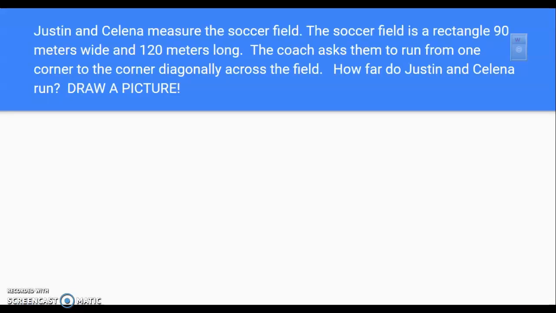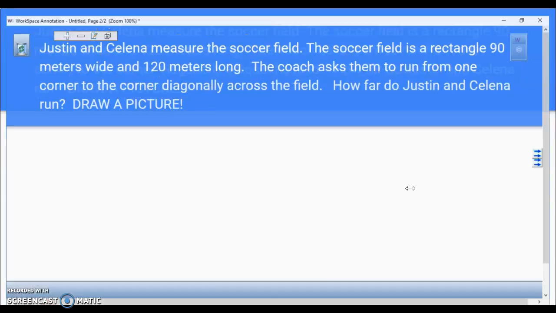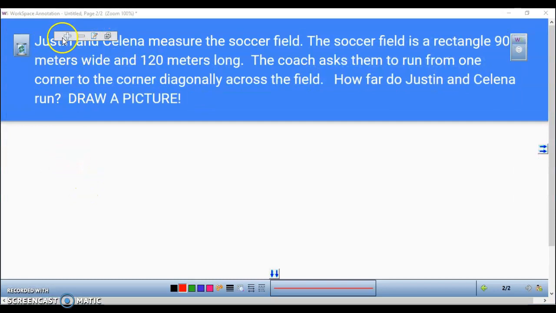So, first thing we have, Justin and Selena measure the soccer field. The soccer field is a rectangle, 90 meters wide and 120 meters long. The coach asked them to run from one corner to the corner diagonally across the field. How far did Justin and Selena run? So your best bet for all of these is going to be to draw a picture, just so you can visualize it. So first of all, we have a rectangle.